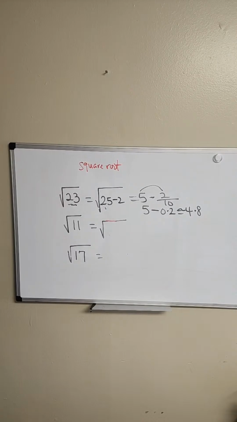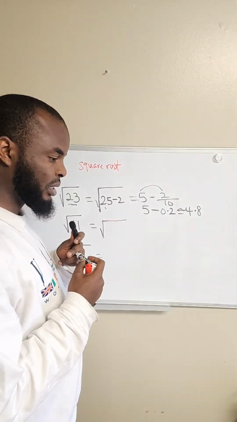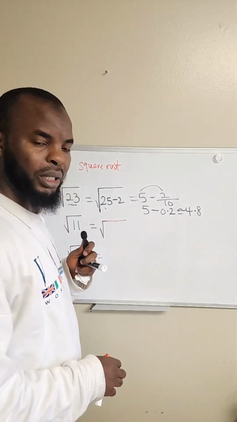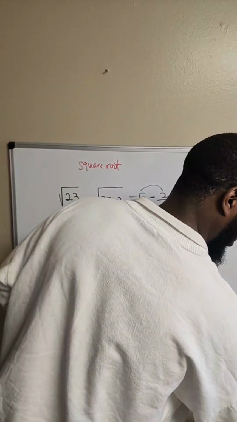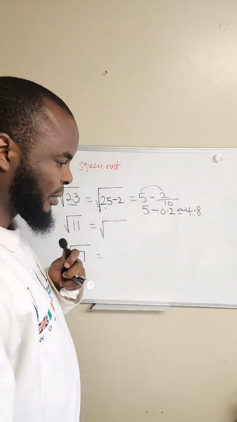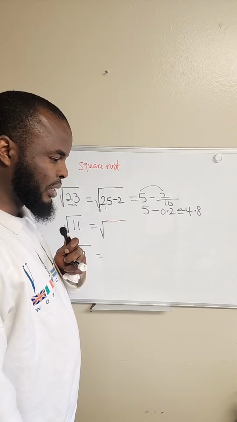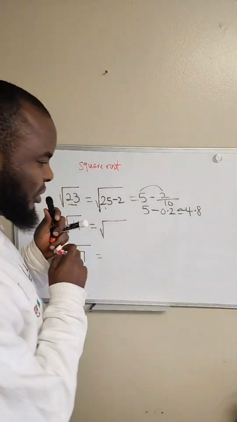Can you put that in the comment section? The closest perfect square to 11 is what? Let me see. I'm going to check your comments. Deborah said 5. No. Deborah, thank you for subscribing. It's not 5.